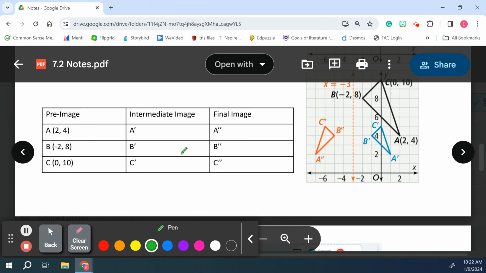Now, they're telling us to do the dilation first. So for the dilation, remember, we're going to multiply everything by 1/2. We did that yesterday. That's our scale factor. So 2 times 1/2 leaves us with 1. Then 4 times 1/2 leaves us with 2. -2 times 1/2 leaves us with -1. And 8 times 1/2 leaves us with 4. Then 0 times 1/2 is still 0. And 10 times 1/2 leaves us with 5. So these are our new points for the intermediate image. This is after we dilate it by a scale factor of 1/2.